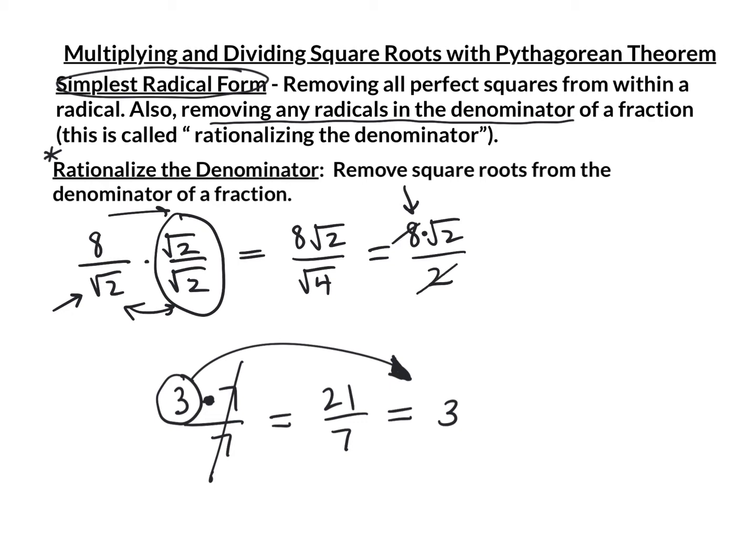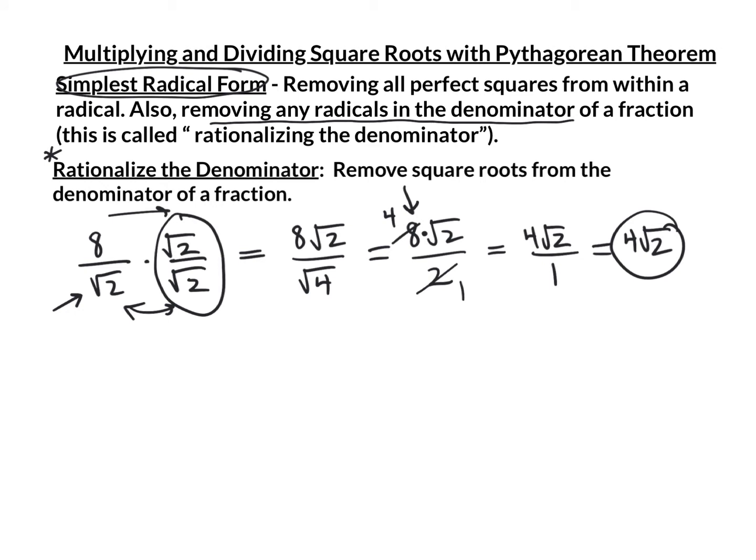2 divided by 2 is 1. 8 divided by 2 is 4. This is 4 root 2 divided by 1. Anything divided by 1 is itself, so it's just 4 root 2. This is a bit odd if you think about it, because 8 divided by root 2 turns out to be the same exact thing as 4 root 2.